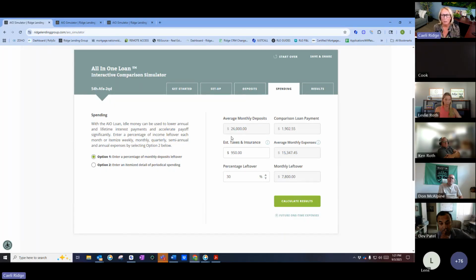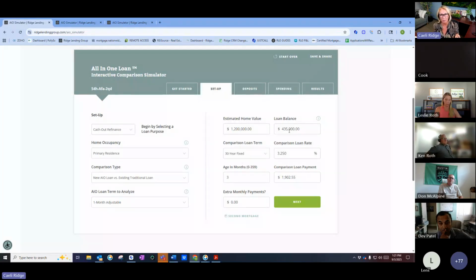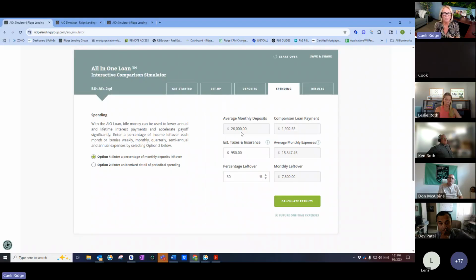So the assumptions in the simulation are that $26,000 is coming into this checking account where their 435 lives. Okay. 26,000 is coming in. It's going to sit there for how many days? 29 days out of a 30-day billing cycle. We are not going to touch that.